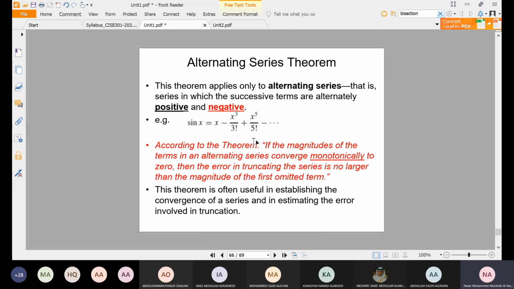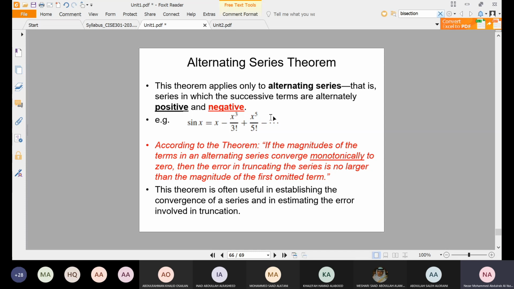Alternating series, what do we mean by alternating series? It is a series where the terms alternate in the sign of the coefficients. For example, the sine function is an alternating function, because the first term comes with a different sign: for example, positive, the second term negative, the third term positive, the fourth negative, like this.